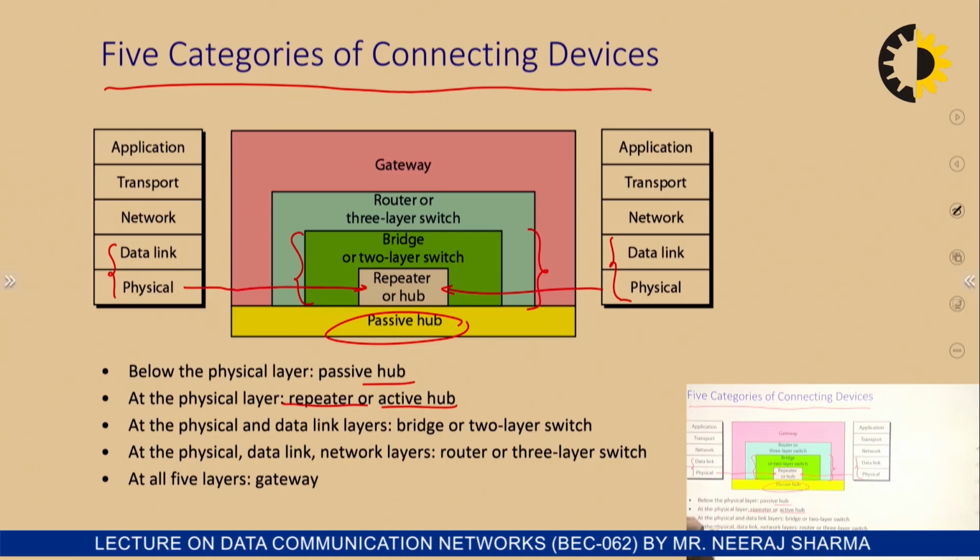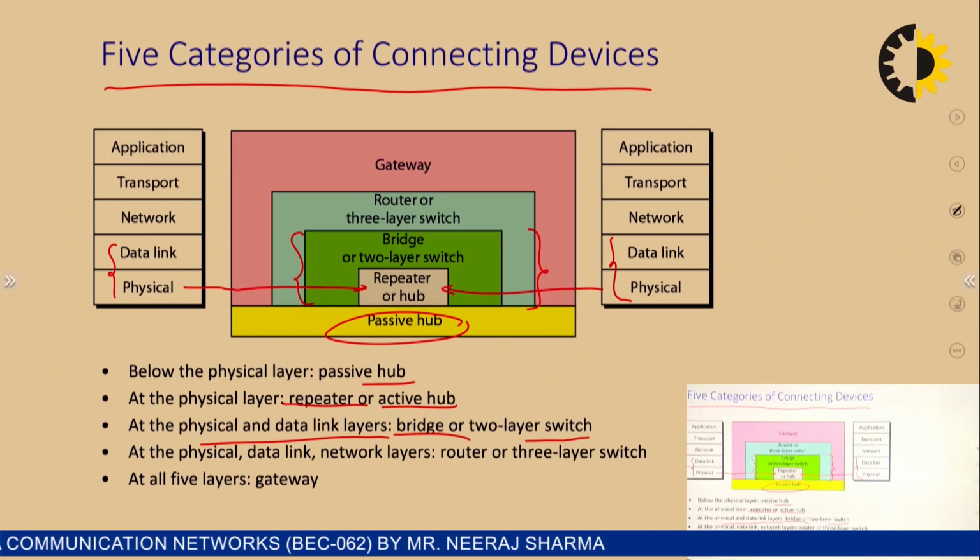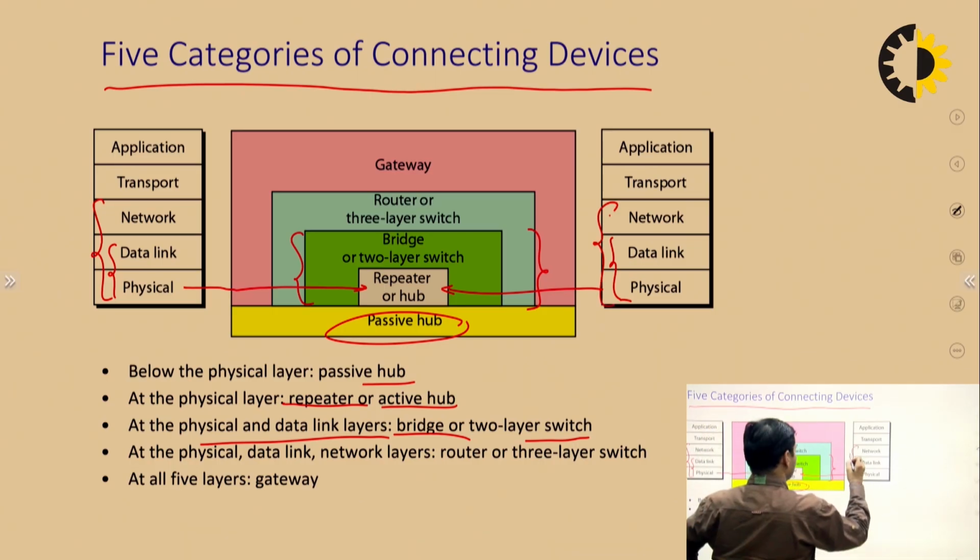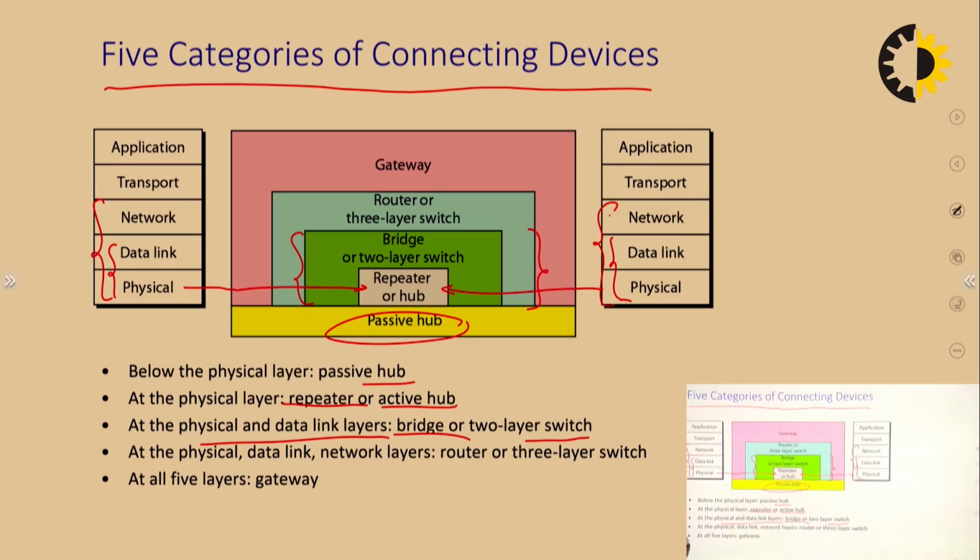So, at the physical and the data link layer, bridge and two layer switch are used. After that, at the network level, if we are connecting these three, physical, data link and network, the router should be used here, router or 3 layer switch. It means if we are connecting the network layer to the network layer of a different system, router will be used here.